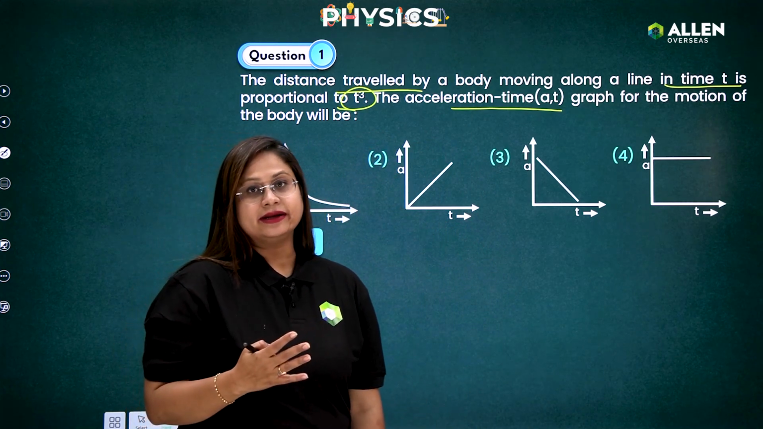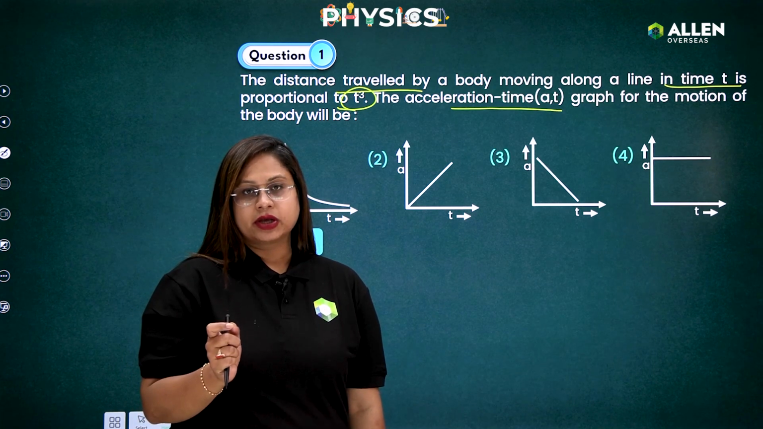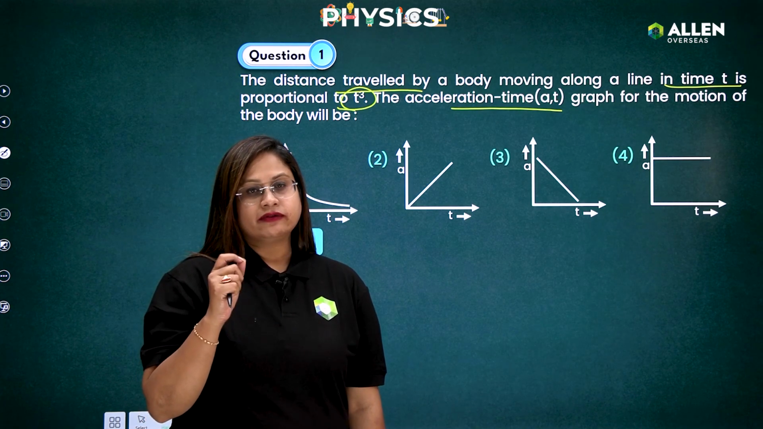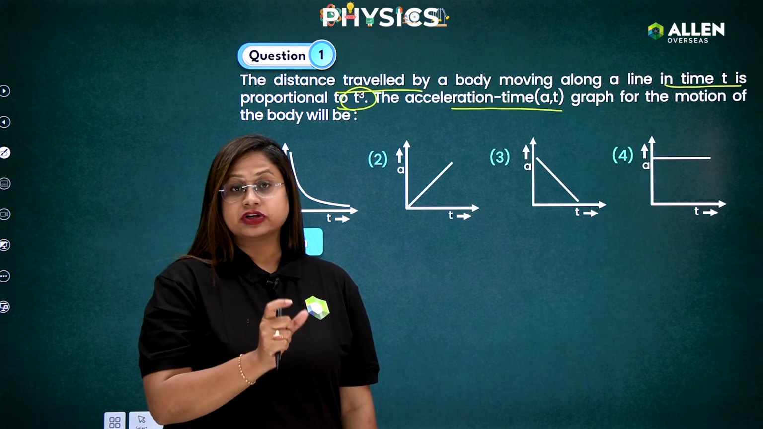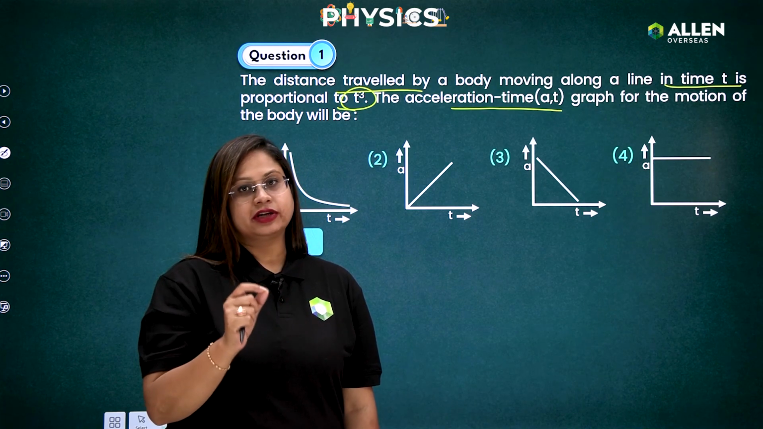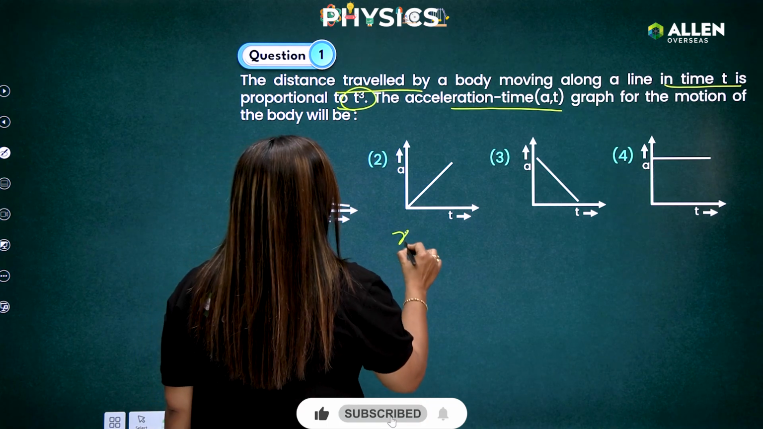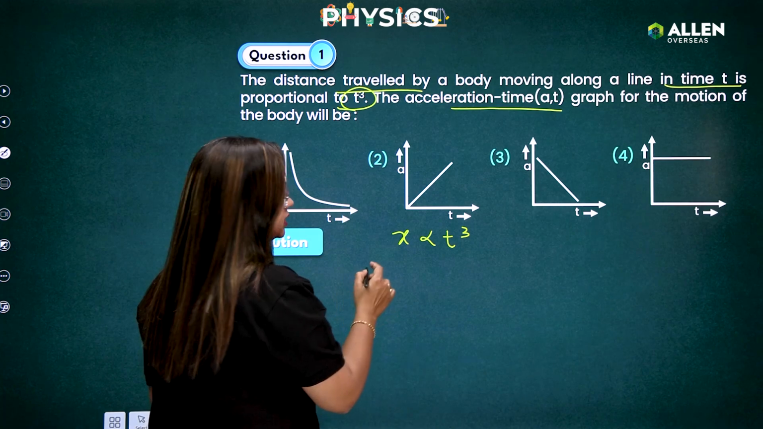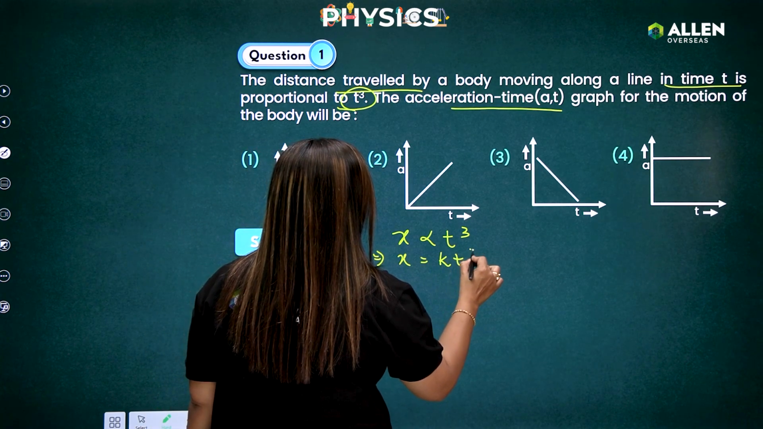So as we can see that in this question it has been given that distance as a function of time. Now we have to differentiate it with respect to time to get the velocity as a function of time, and again we have to differentiate velocity with respect to time to find out the dependency of acceleration with respect to time. So we can write down x is proportional to t to the power 3 as it has been given in the question. Now we can write down x is equal to some constant k times t to the power 3.